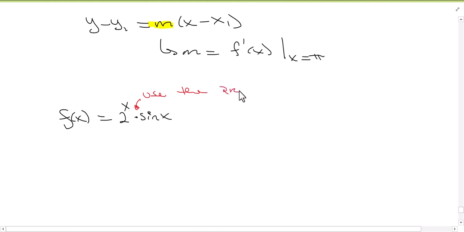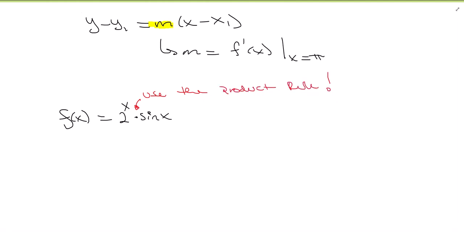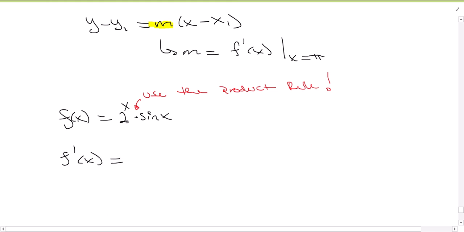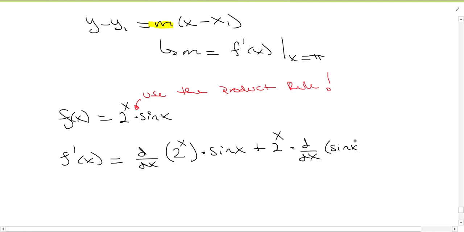Right, use the product rule. And so my derivative then is the product rule. So the product rule says the derivative of the first, so I'm going to do the derivative with respect to x of 2 to the x, times the second left alone, plus the first left alone times the derivative of the second.